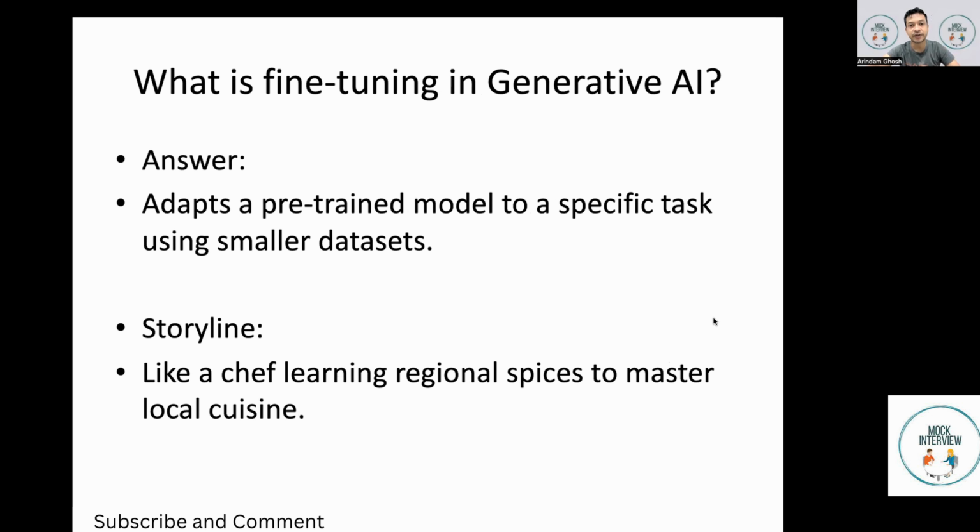Next question. What is fine-tuning in generative AI? Answer: it adapts a pre-trained model to a specific task using smaller datasets. Storyline: like a chef learning regional spices to master local cuisine.